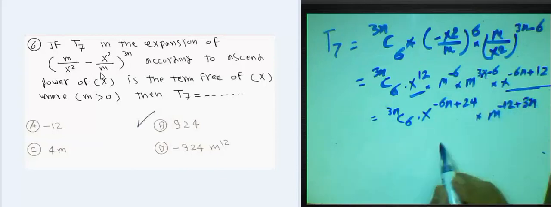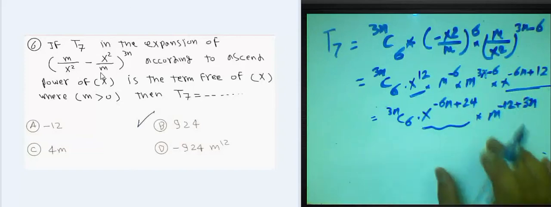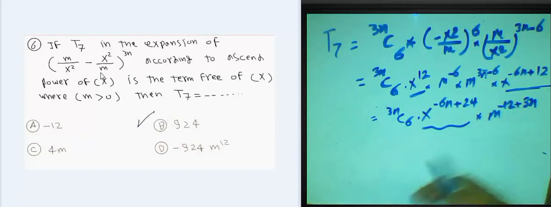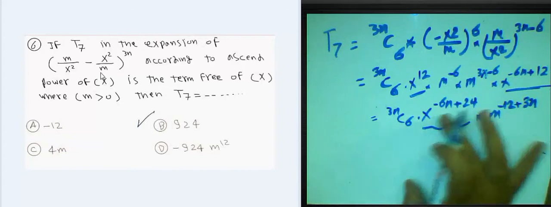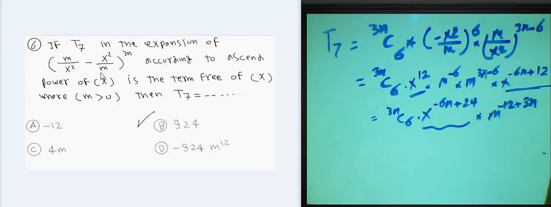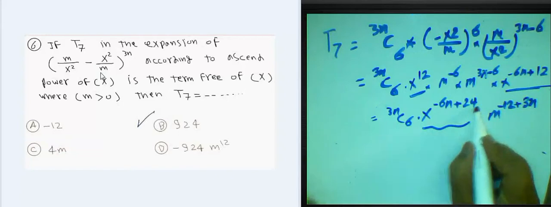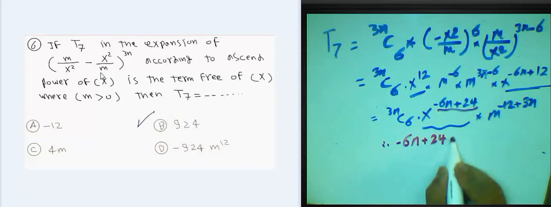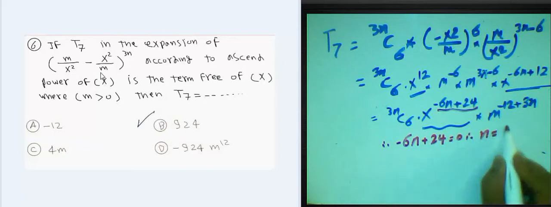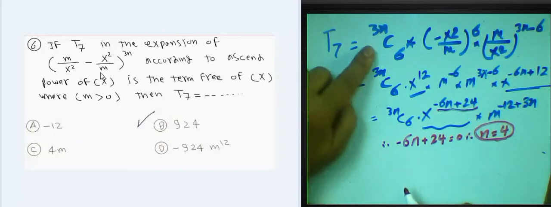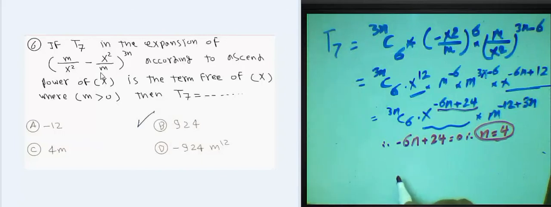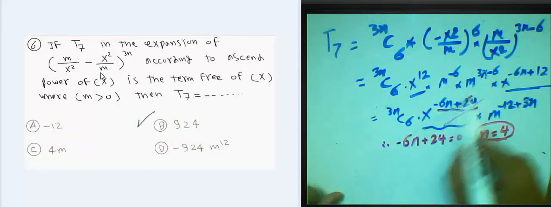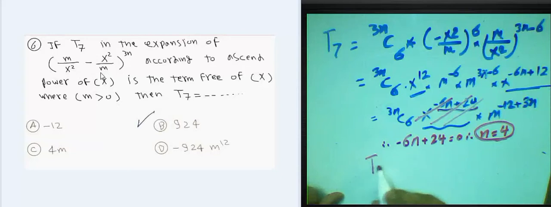We know we have no term of x in this example, so this power must equal 0. Negative 6n plus 24 will be equal 0, then n will be equal 4. Excellent. n equals 4. Put n equals 4 here to find term 7. Okay, and you can cancel x. We can cancel this to find term 7 in simplest form.